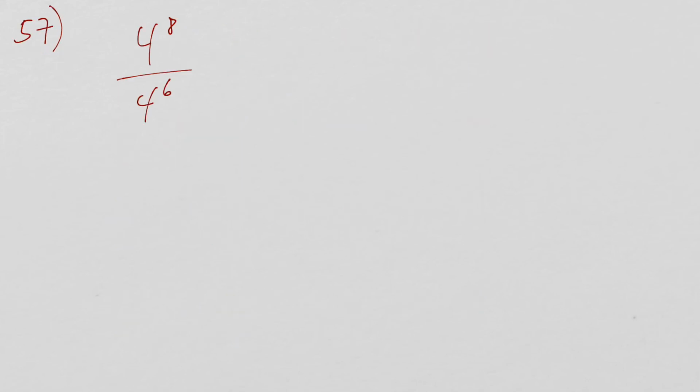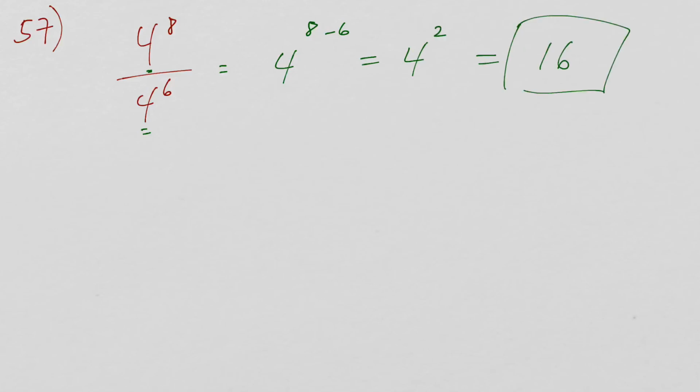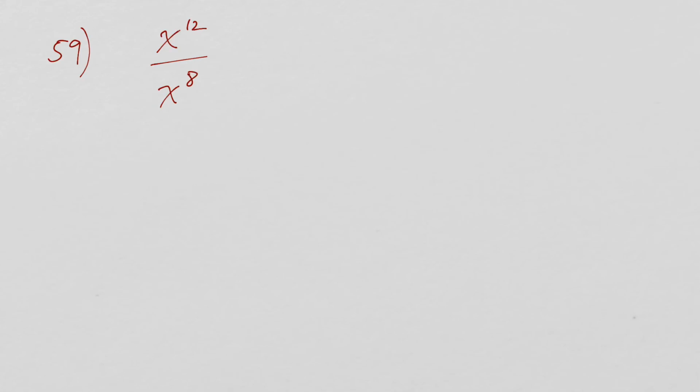Okay, when you're dividing and the bases are the same, the base remains the same, and then we subtract the exponents. So this is 4 to the second, which is 16. Okay, and again, we're dividing here. The bases are the same, so we're going to have x to the 12 minus 8. Remember, when you're dividing, the bases are the same, you simply subtract the exponents. So this is x to the 4.